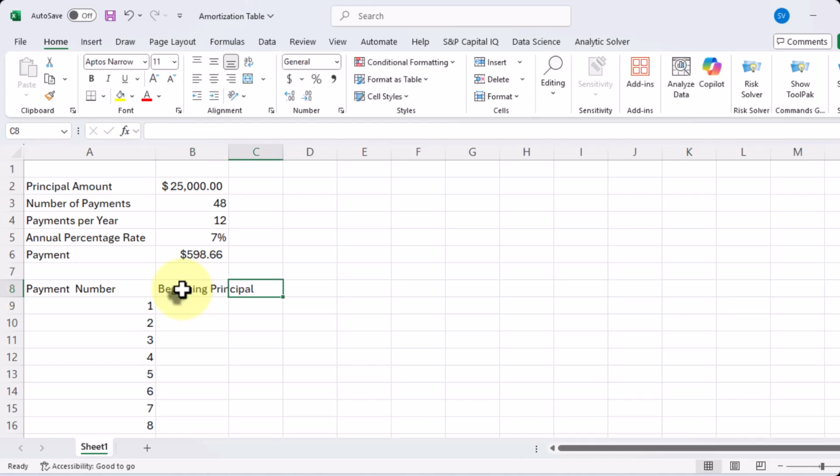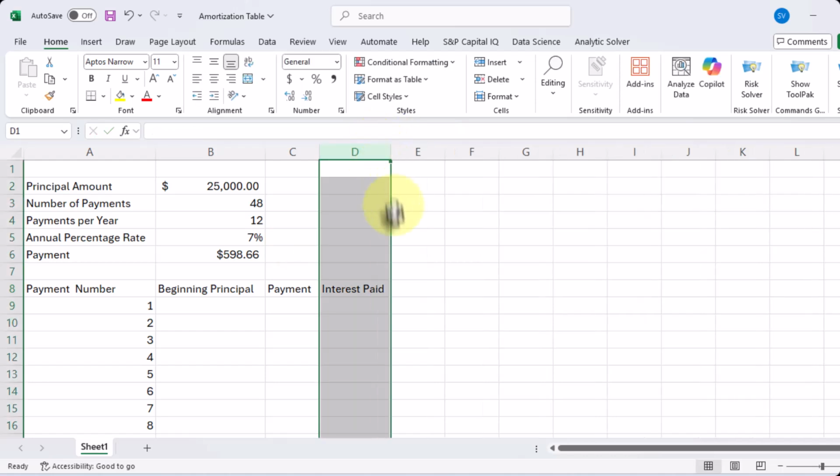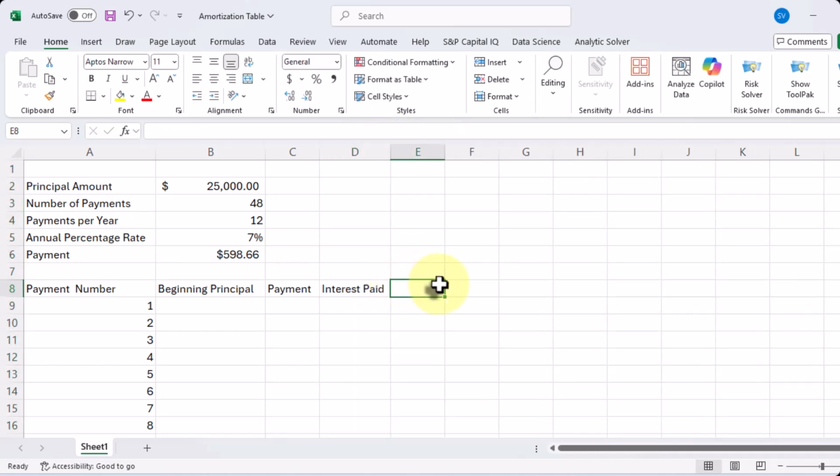The next column, I'm going to put in the payment amount. The next column, I'm going to put in the interest paid. The next column, I'm going to put in the principal paid. And then finally, I'm going to put in the ending principal. And so this would be the ending principal for the time period of that payment.